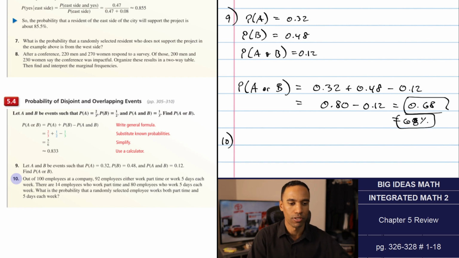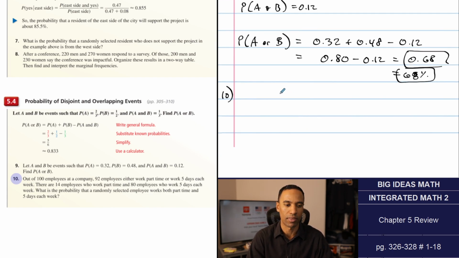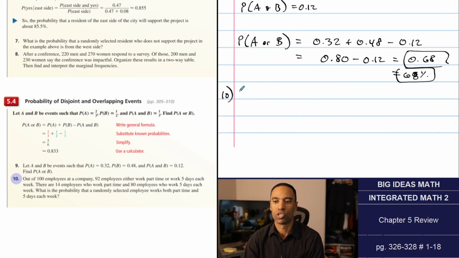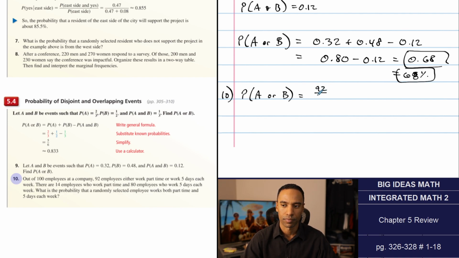There are 14 employees who work part-time and 80 employees who work 5 days each week. What's the probability a randomly selected employee works both part-time and 5 days each week? So we're going to use the same formula as before, but this time we actually have the or. So probability of A or B, A being part-time, B being 5 days each week, is 92 out of 100.